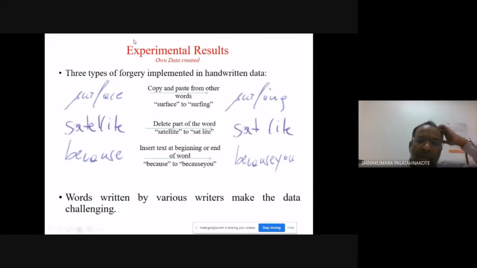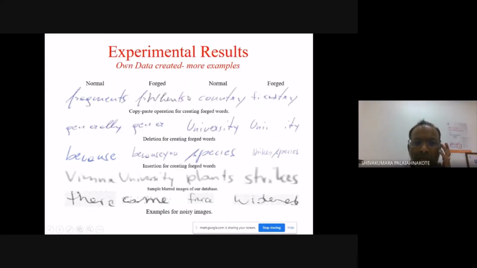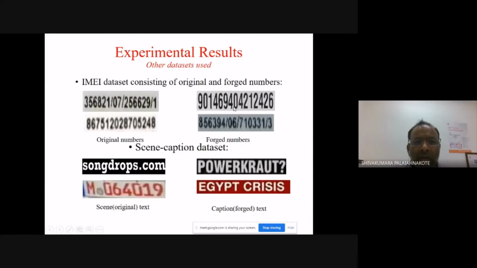Okay, these are the sample results. See, this is a copy paste operation, this is deletion, and this is the insertion. So like this, we use 3 operations to create a data set. Finally, some samples. Then again, a standard data set.